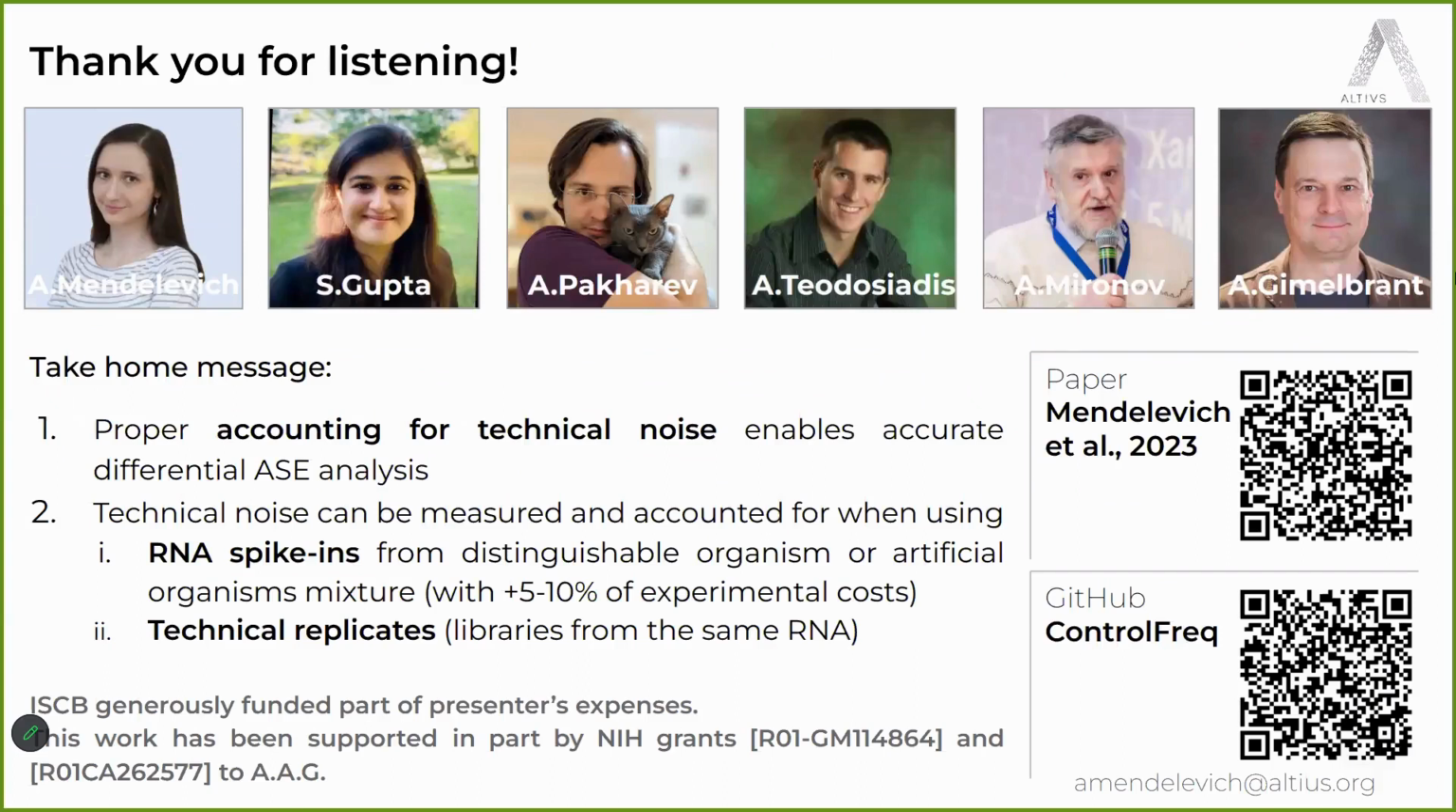The take-home message is that proper measuring and accounting for technical noise enables accurate differential allele-specific expression analysis. Technical noise can be measured and accounted for when using either spiking RNA or technical replication, and we developed a computational tool for that. It is named Control Freak and available at GitHub.